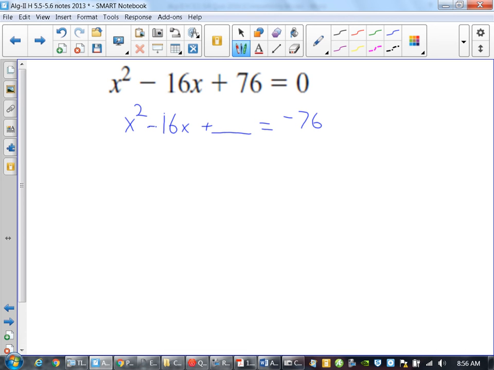Now, I take and I find out what half of b is. Notice, I brought it as negative 16 because what's my b value? It's negative 16. Convenient. What's half of negative 16? Negative 8. So this is negative 8, which means in my parentheses it's going to be x minus 8. If I square negative 8, what do you get? 64. Positive 64, which means I add 64 to this side, and I add 64 to that side.